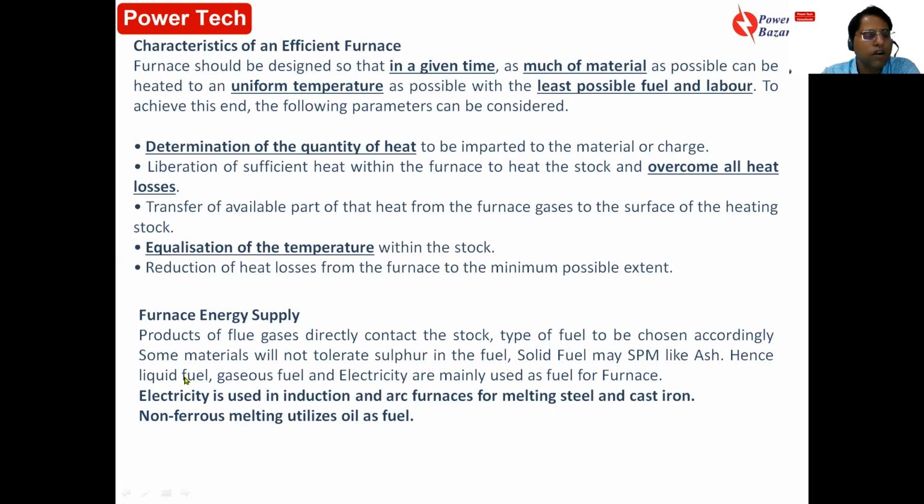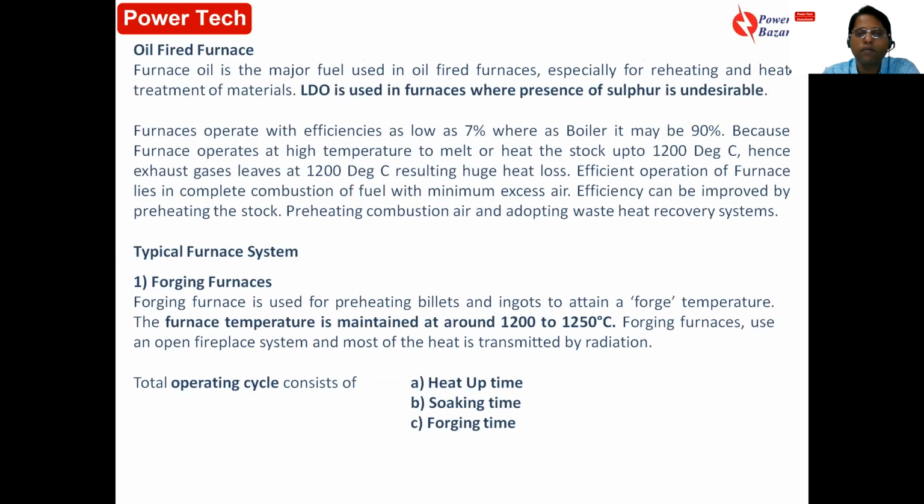So what is left? Liquid fuel is used, gaseous fuel is used, or electricity is also used as a major fuel for the furnace. Electricity is used in induction and arc furnaces for melting steel and cast iron. Non-ferrous melting normally utilizes oil as fuel. So these are the two major energy supply sources for any furnace. And as you know, these are very important and very highly priced fuel supplies. So we need to conserve those fuel supplies.